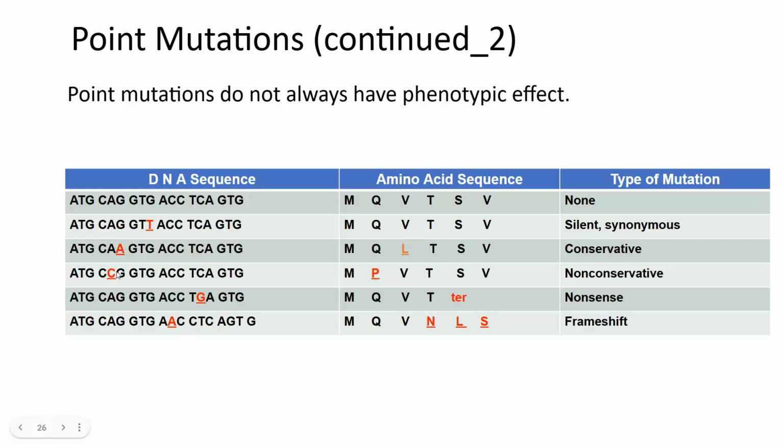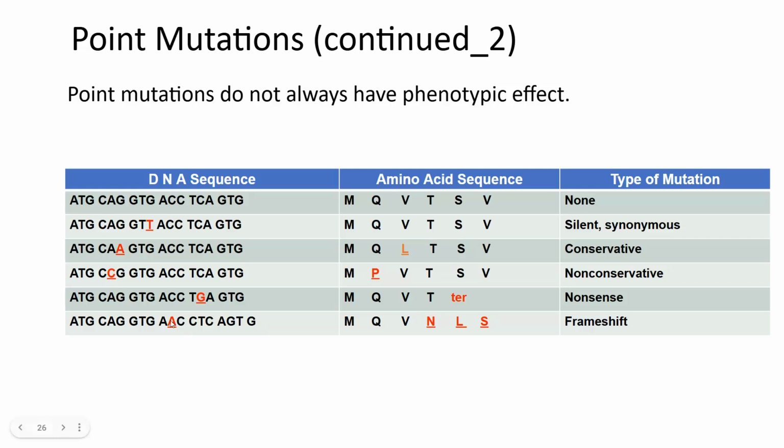Here we replaced the A with a C. Here we've got a non-conservative mutation. It's an entirely new amino acid with a new structure. Here we replaced the C with a G. Now we've created a stop codon or a termination sequence. That's known as a nonsense mutation. So it cuts the amino acid chain short. So we will not create a full polypeptide here.